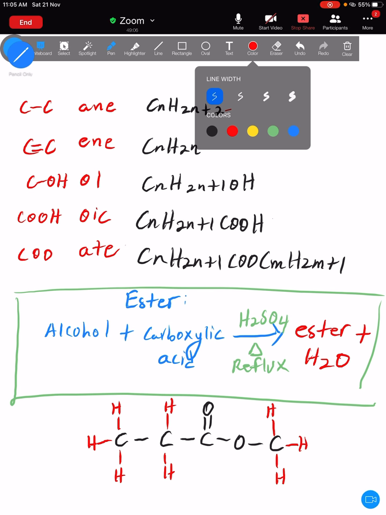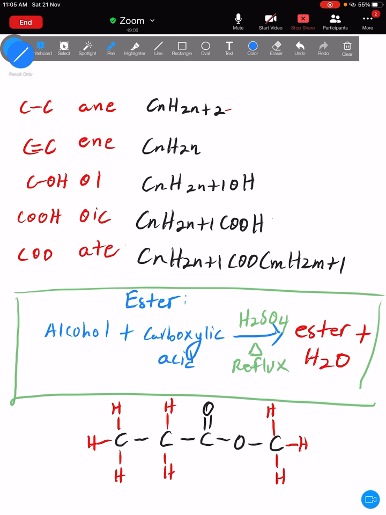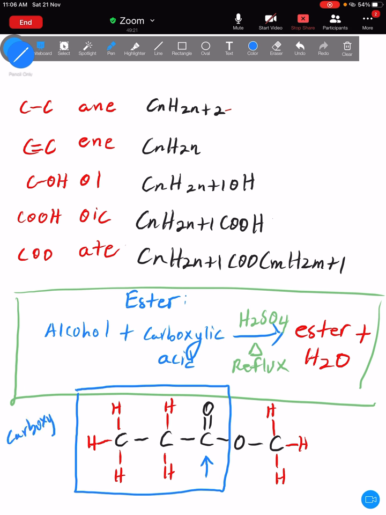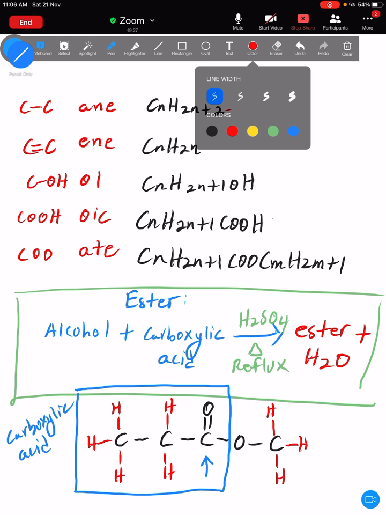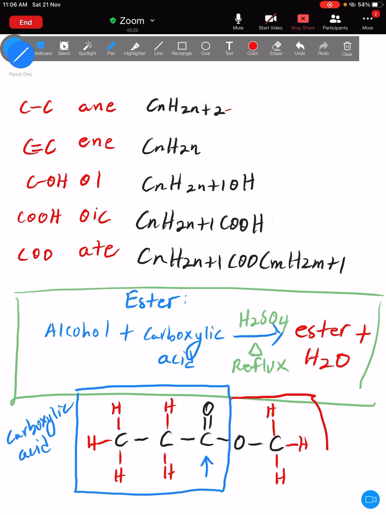It's very easy. Look at here, guys. The portion that includes the carbon double bond belongs to the carboxylic acid. And the portion that has no carbon double bond, just the oxygen, belongs to the alcohol.